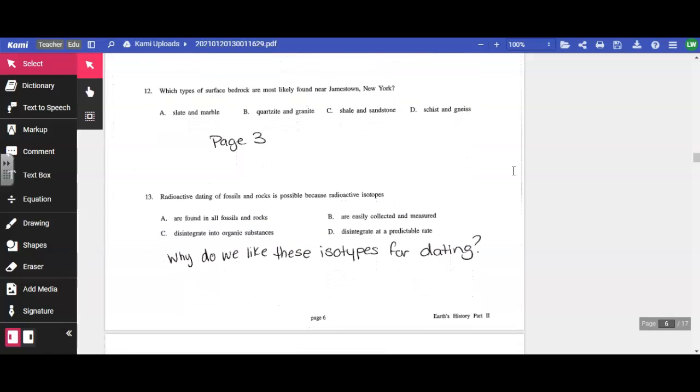Number 12. Which types of surface bedrock are most likely found near Jamestown, New York? So if you're looking at page 3, you can see what types of bedrock there are. Is that slate and marble, quartzite and granite, shale and sandstone, or schist and gneiss?